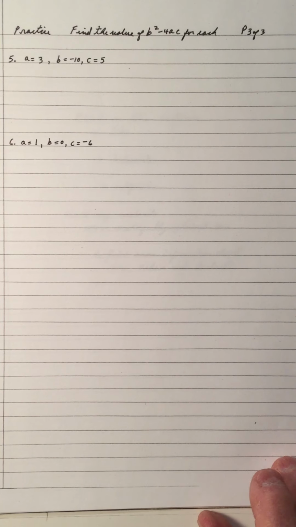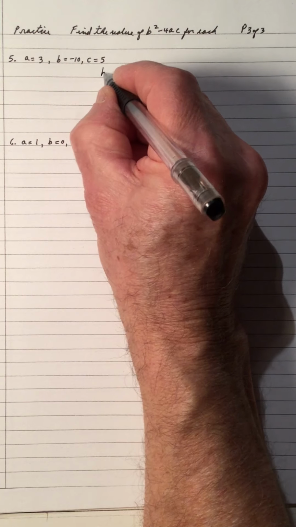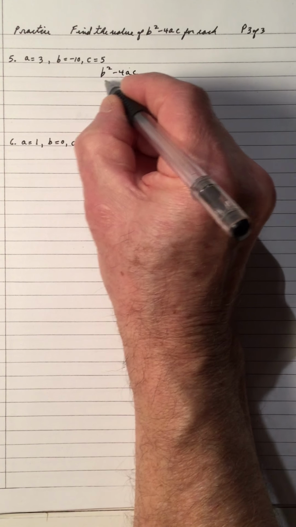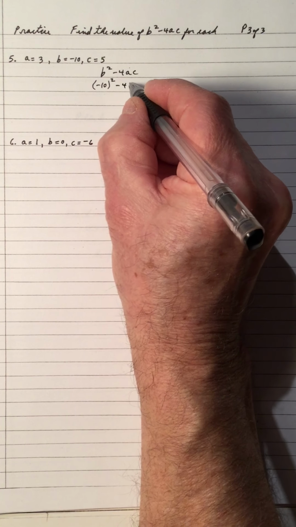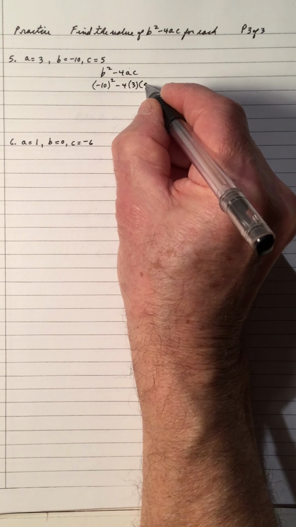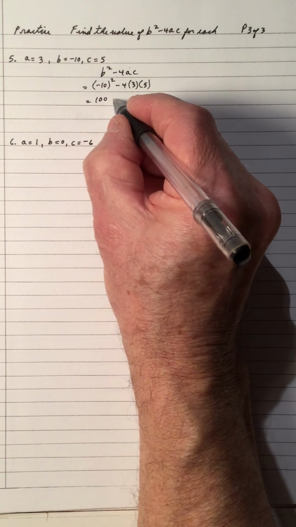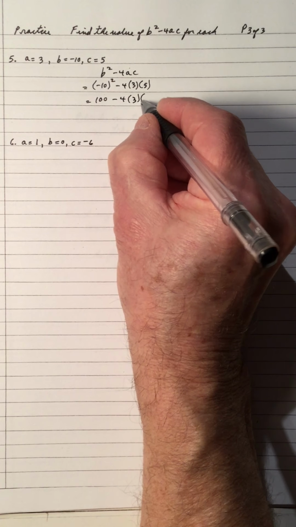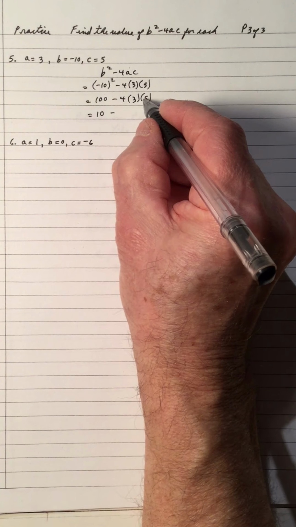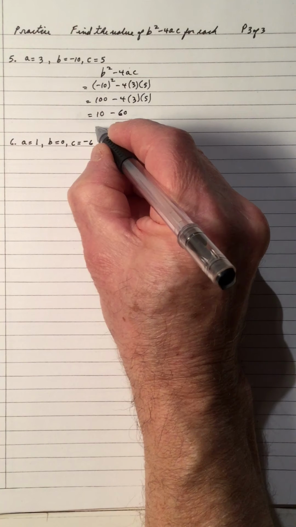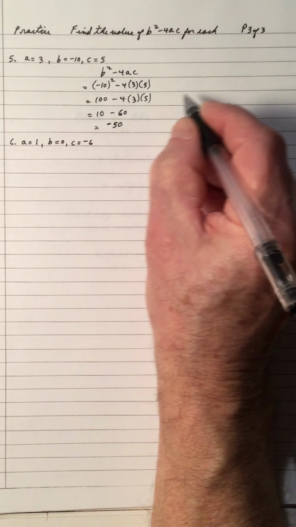And more practice. Again, pause the video and work each one out. See if you can handle it. B squared minus 4ac. B is negative 10 squared. A is 3. C is 5. So we square first to get 100. Negative 10 times negative 10. And we've got the square done. Now we multiply. Negative 12 times 5 is 60. And 100 subtract 60 is 40.